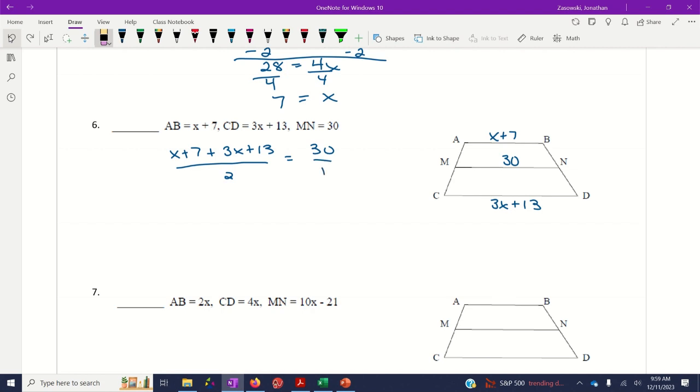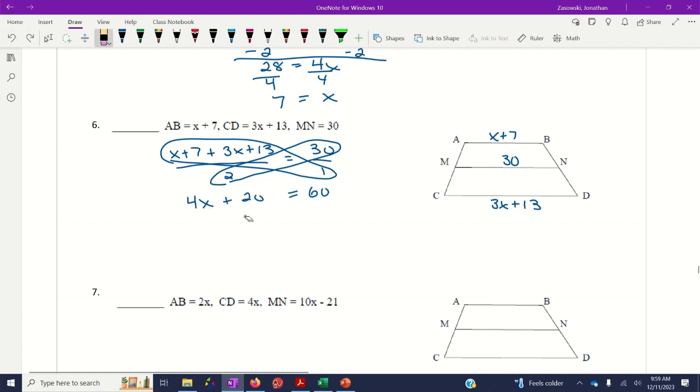So we're going to start off by making this a fraction and then cross multiplying. Okay, now we are doing 2 times 30 and 1 times all this stuff over here, x plus 7 and 3x plus 13. So we're going to do 2 things at once. We're going to cross multiply and we're going to combine like terms. So we're going to get 60 and then we're going to get 4x plus 20. From here, we can move the 20 over to get 4x equals 40, and then we'll eventually get x is equal to 10 when we divide both sides by 4.